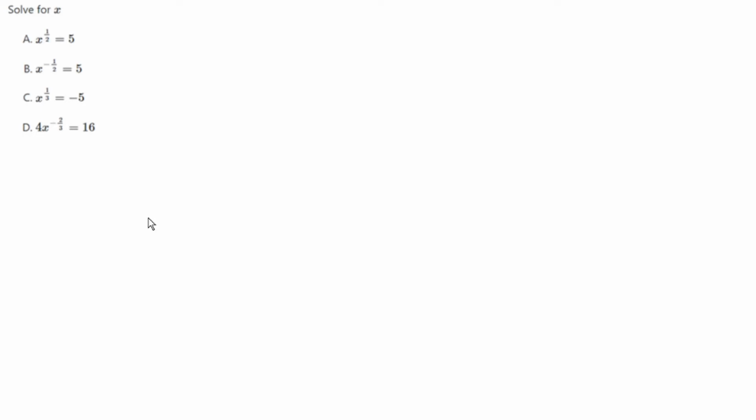Solve for x. The basic approach when we're solving equations that involve rational exponents, so powers that have an exponent that's a fraction, is to raise both sides to the reciprocal power of the exponent. That will essentially eliminate the exponent, and then we just solve for the variable.